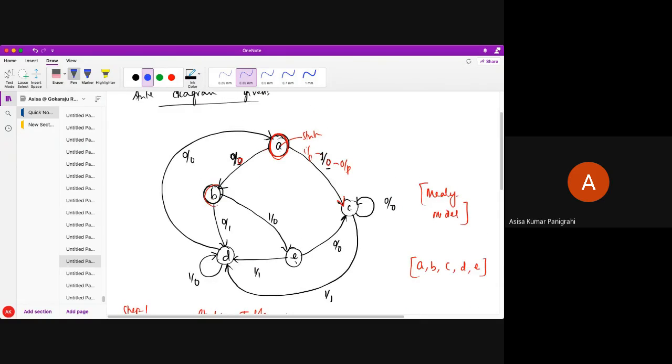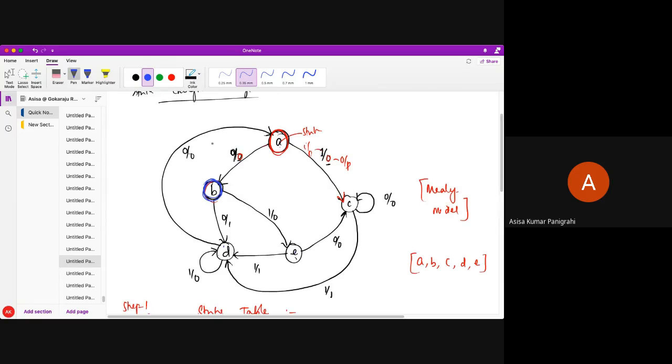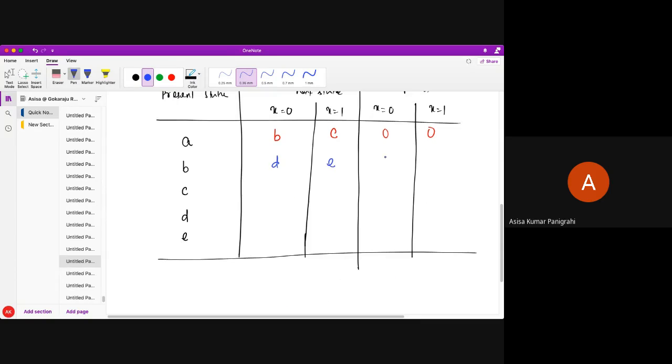So now, which state am I in? Let's say I am in state B. Now I am in this state. For input 0, I am going to state D. For input 1, I am going to state E. So for input 0, what is my output? Output is 1. For input 1, output is 0.